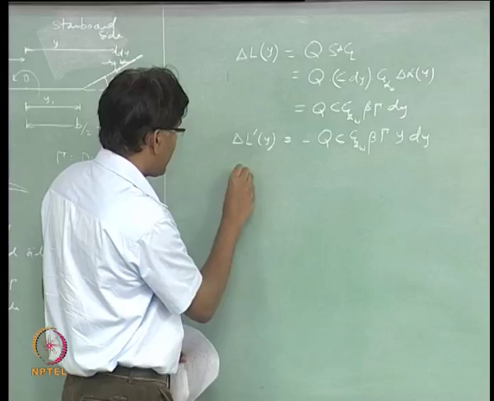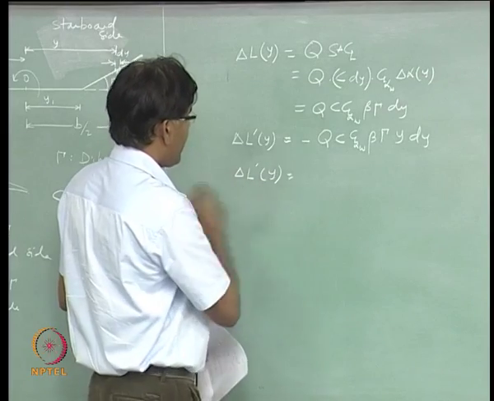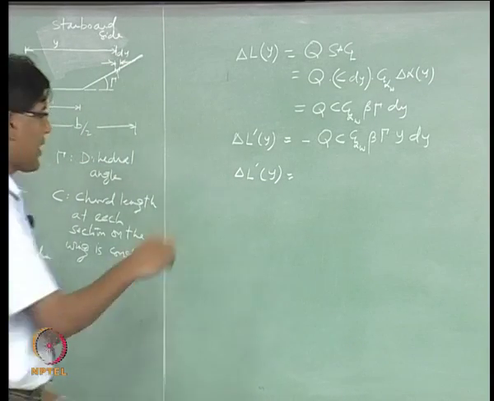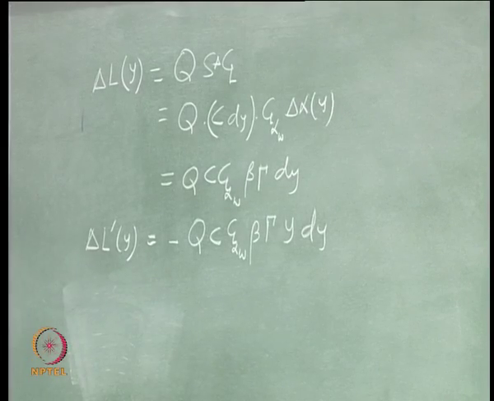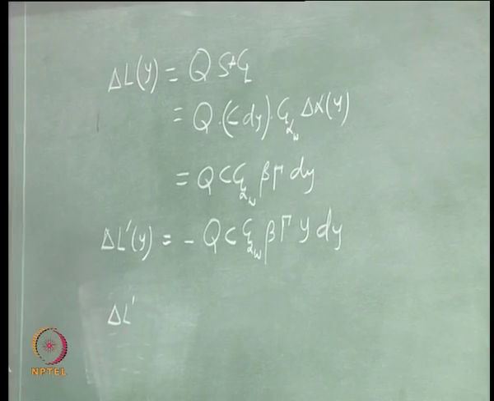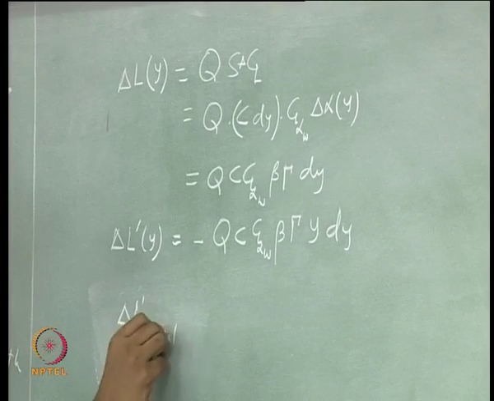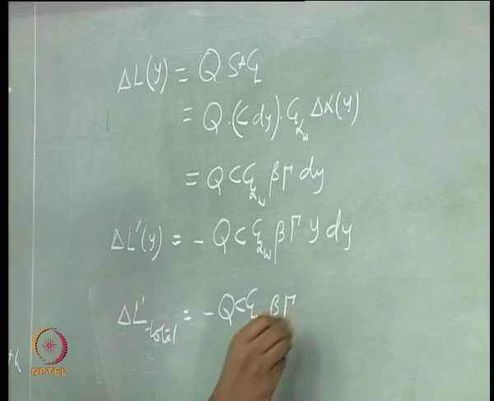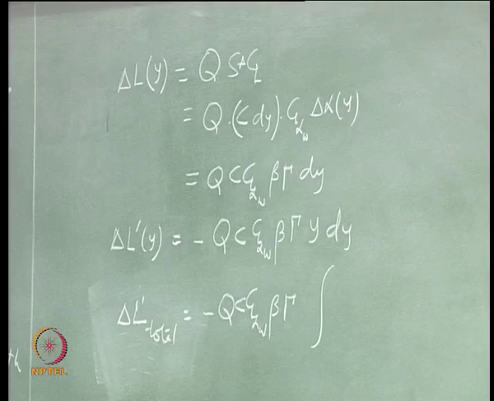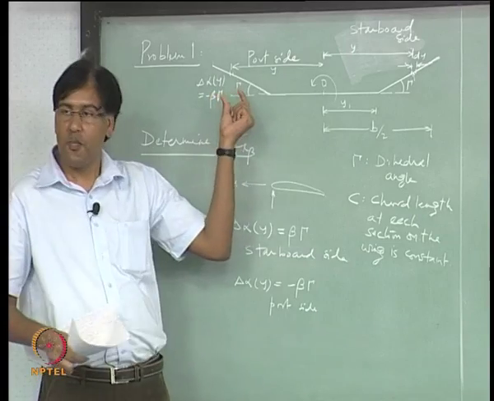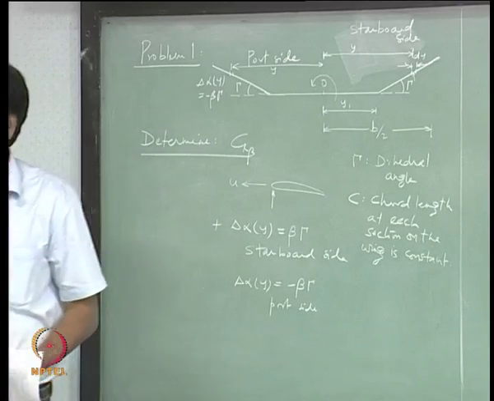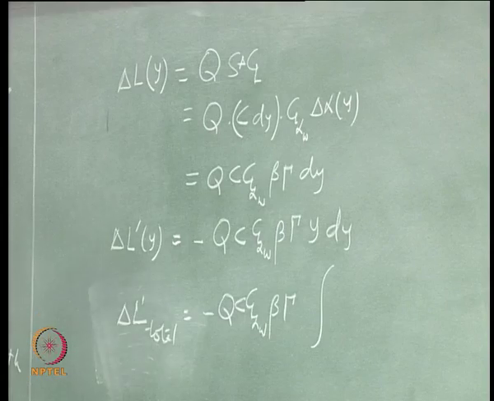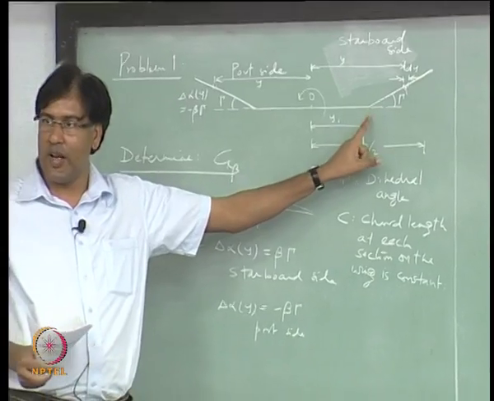So, delta L, or if I want to get the total value, two into, right. So, plus delta L minus delta L, both of them are going to give the same negative rolling moment. So, I have to add them up. And this y is going to be starting from this point y1.